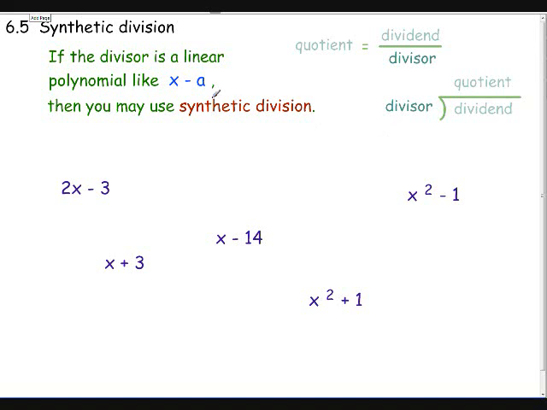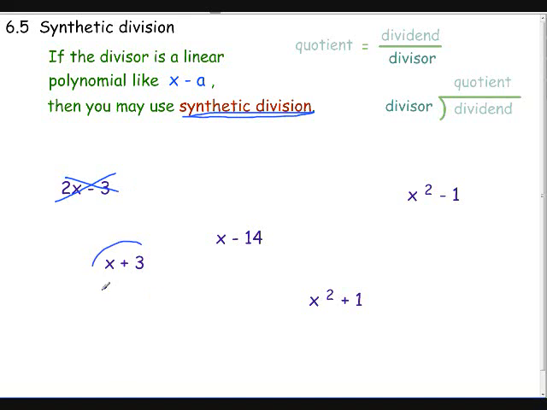If the divisor is linear, a polynomial such as x minus something, then you may use synthetic division. So we're going to look at these divisors and determine whether or not we could use those in synthetic division. Or would we have to use long division? How about this one? There is a problem here, isn't there? This has a 1 in front of it. There's nothing about a multiplier on it. So we wouldn't use synthetic division for this.